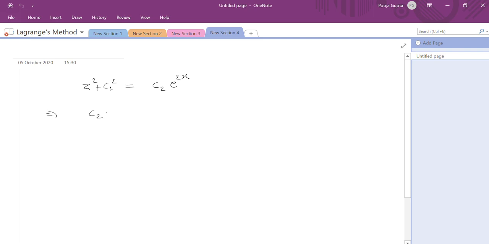So c2 will be e to the power minus 2x into (z square + c1 square), and this is e to the power minus 2x (z square + (x + y) whole square), since c1 is x + y. So this is our second integral.